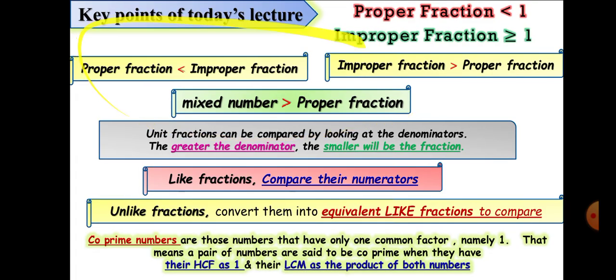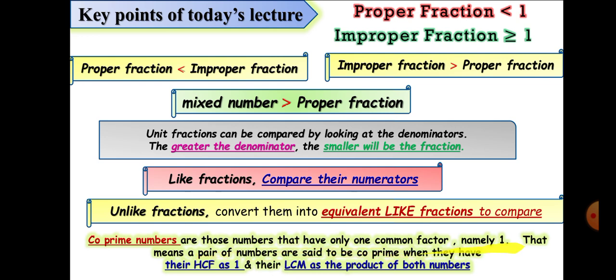let me give you the key points for today's lecture. Proper fraction is less than 1, improper fraction is greater than 1, so proper fraction is smaller than improper fraction, and mixed number is greater than improper fraction. Unit fractions can be compared by looking at the denominators, the greater the denominator, the smaller the fraction. For like fractions, you have to compare their numerators. For unlike fractions, you first have to convert them to equivalent fractions to compare them.